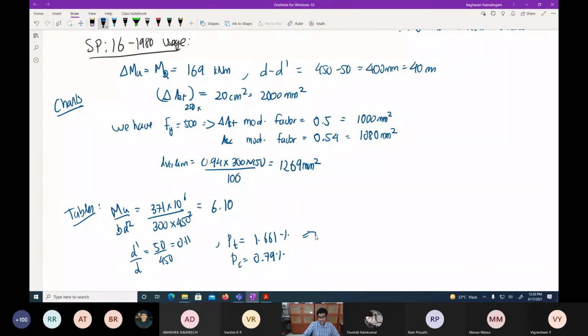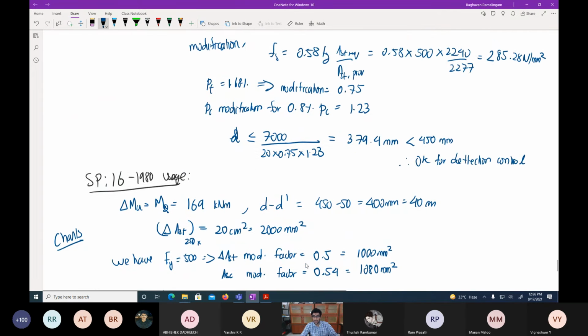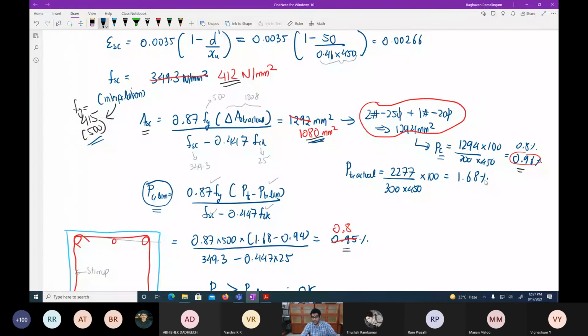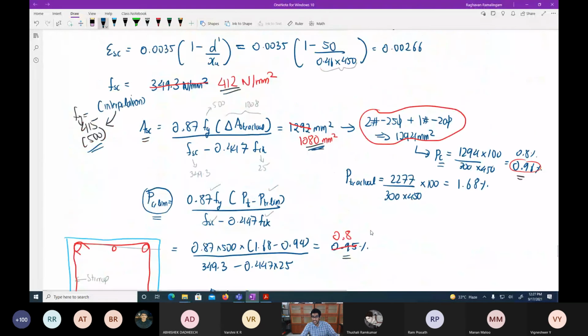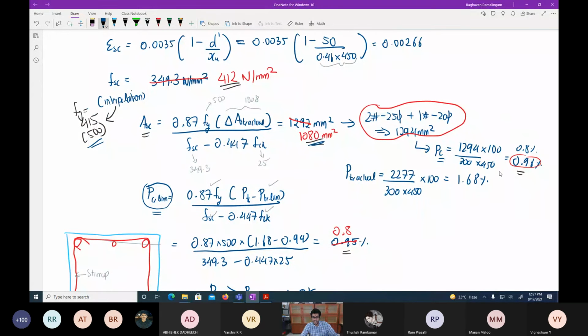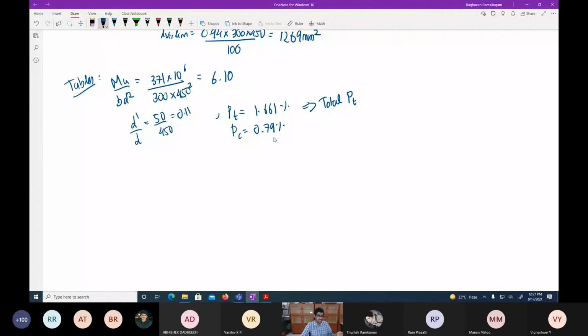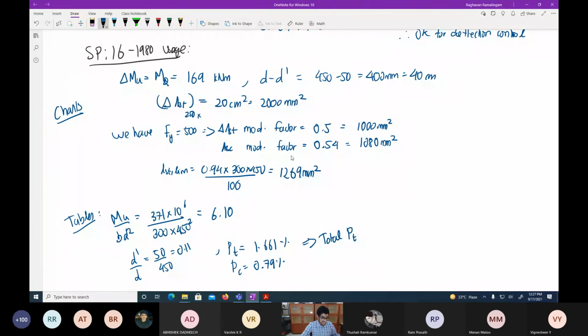But mind you, this is the total Ast, total pt rather. Not Ast limit, delta Ast, delta pt or anything like that. It's the total one, which comes after adding delta Ast and Ast limit. If you compare it with what you got in the problem, you got 1.68 there and here you got 1.66, a slight difference. And for pc you got about 0.8, here I'm getting slightly lower, 0.79. So these are much simpler, direct ways of doing the design.